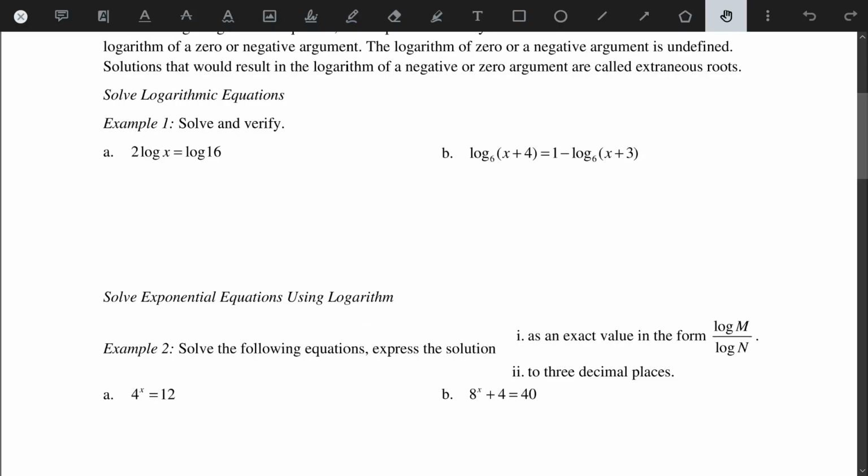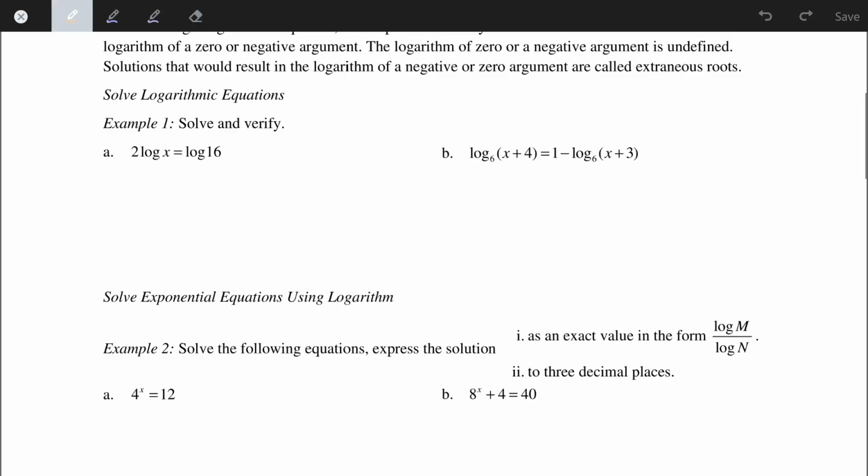We have 2 log x is equal to log 16. The first thing we should do here is to consider the restrictions, and that is x must be greater than 0. Since x is an argument of a logarithm, it has to be positive. So with this equation, what we can do is to move the 2 to be the exponent on x. And so we have log x squared is equal to log 16 on the right-hand side.